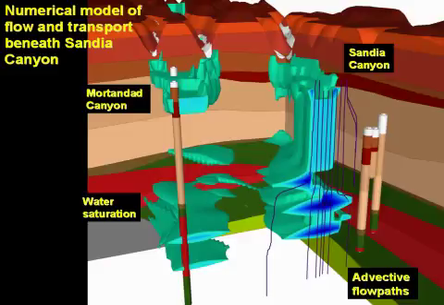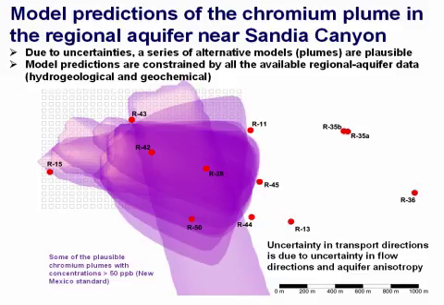For this example, we're also showing some of the advective flow paths which may occur in this case from the Sandia Canyon and how this diversion to the south might be occurring. And you also see the stratigraphy and details that are currently incorporated in the model.